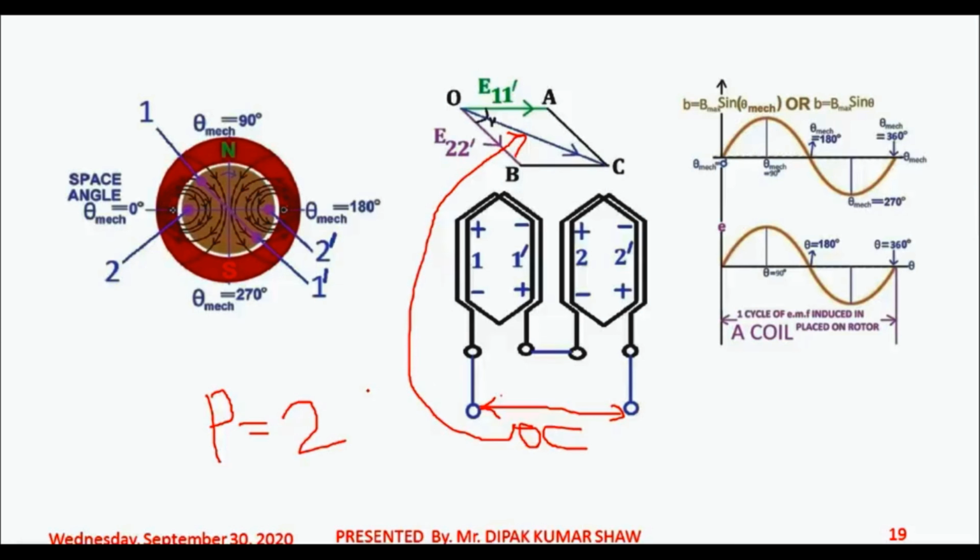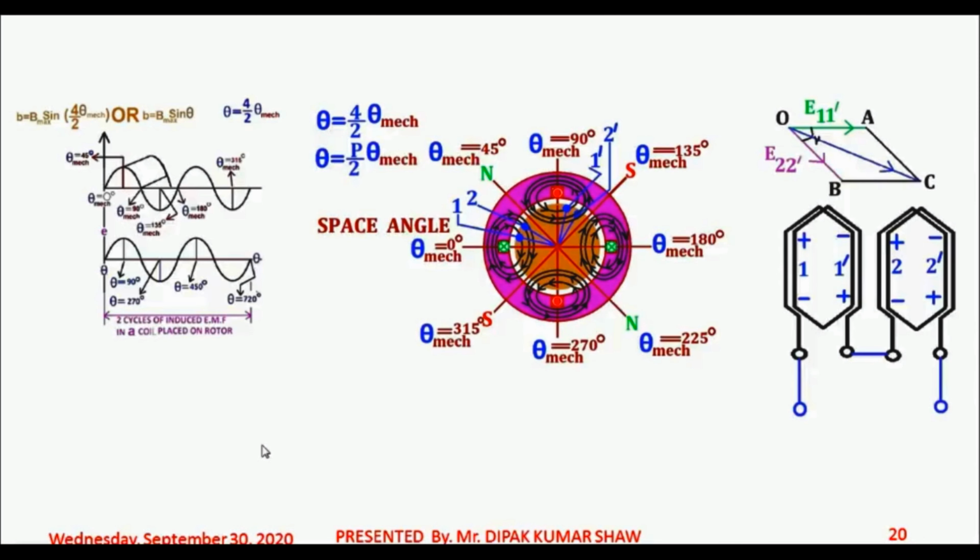Now let us take the case where we have two coils connected in series, but for the 4 pole case. In the 4 pole case, it is very important to keep in mind that electrical degree and mechanical degree are not the same. So since electrical and mechanical degree are different, what is going to happen in this particular case?